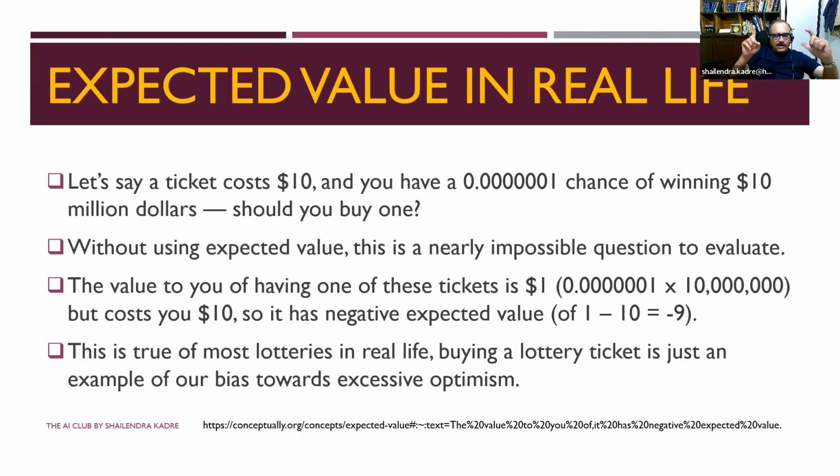That is your profit. That is kind of your advantage. So your advantage is only $1. And how much are you spending? $10. So how much is this game? 1 minus 10, minus 9. So expected value is negative.